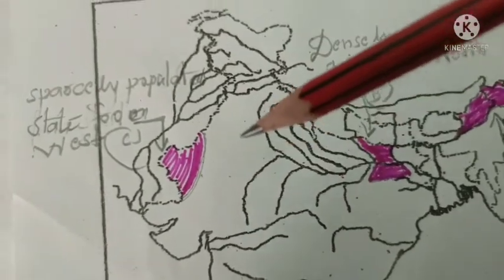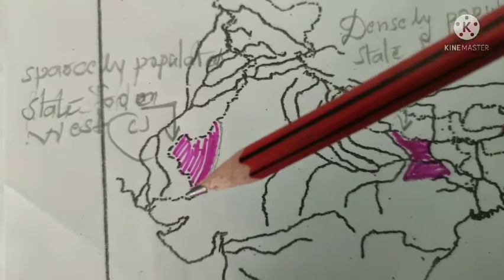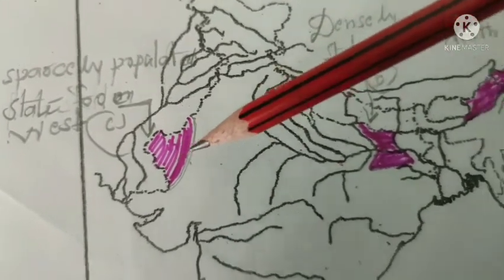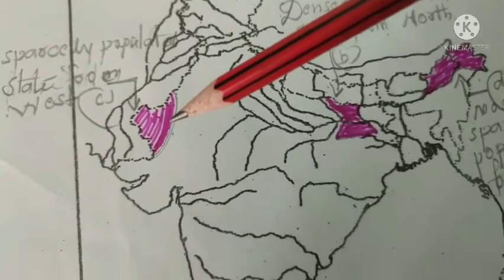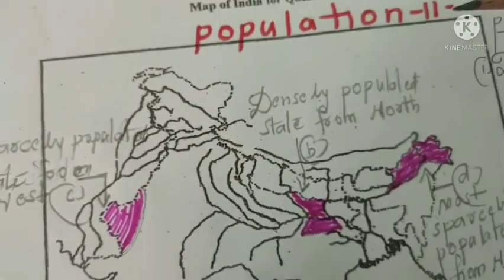And next is the sparsely populated area from the west, so that is Rajasthan. So this part also you can shade and highlight for the sparsely populated area from the west. So this is all regarding the map of India.